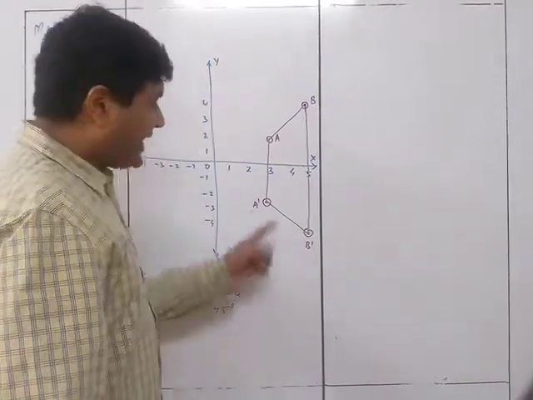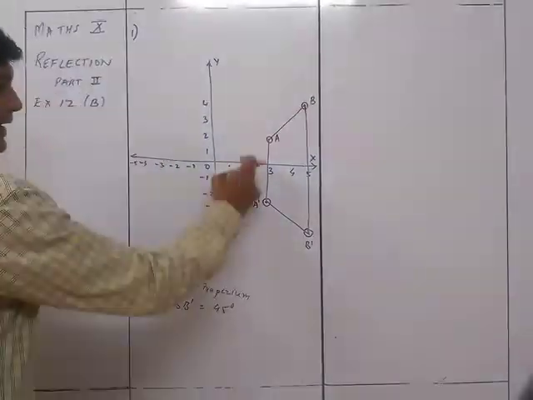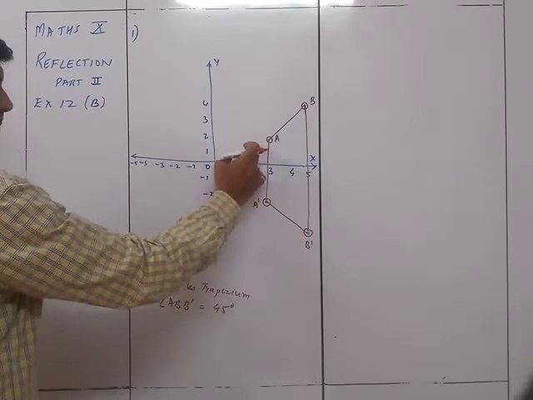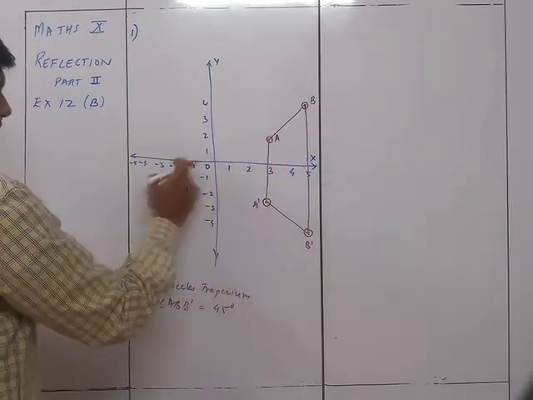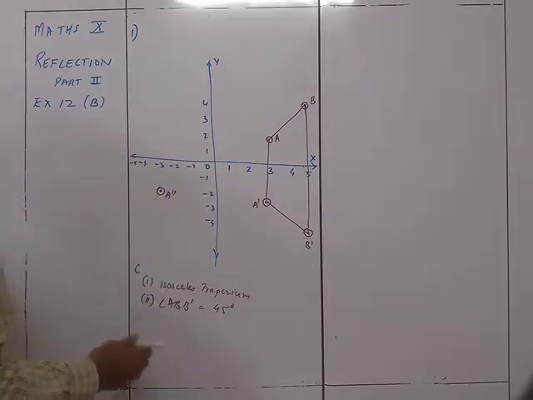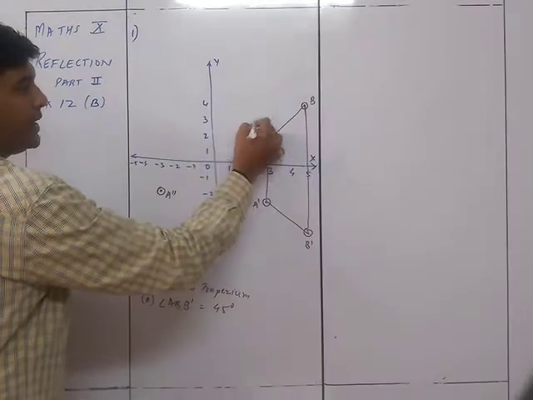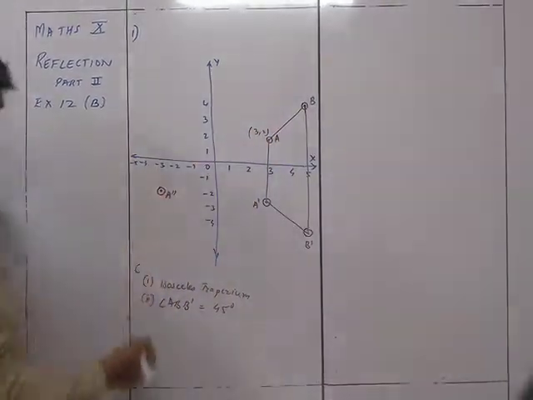The image A double dash of A when A is reflected in the origin. So A is reflected in the origin, so instead of over here, it will become like this. So this will be A double dash. This is 3, 2, so it will become minus 3, minus 2. Yes? Minus 3, minus 2. A double dash.